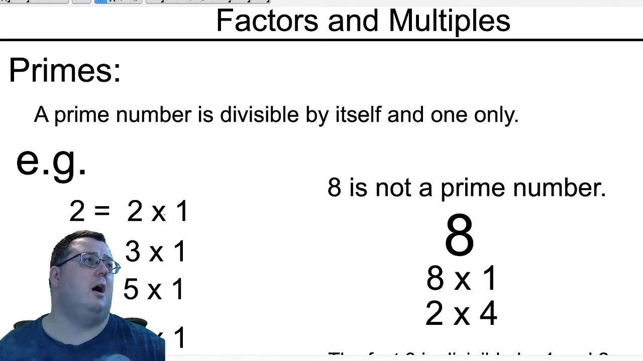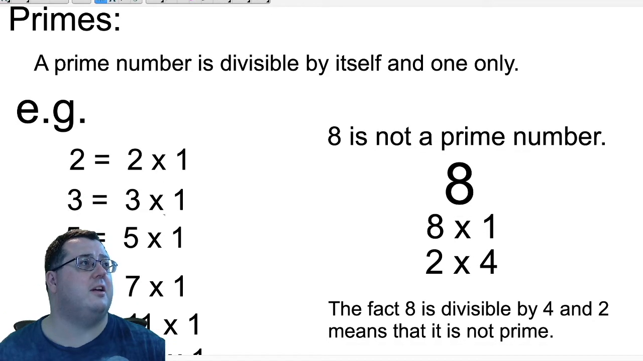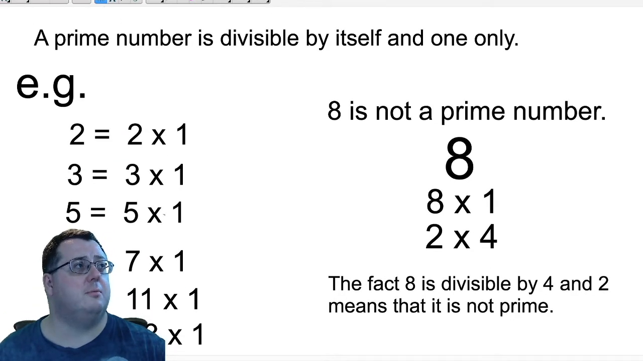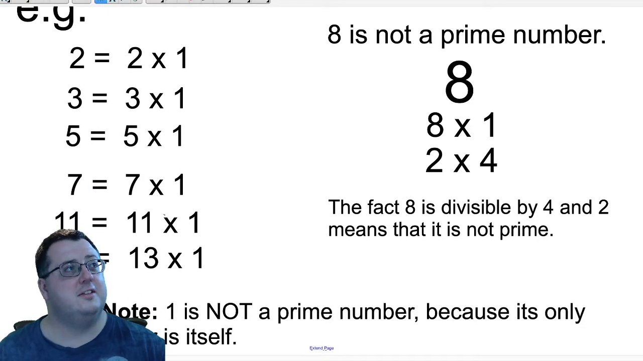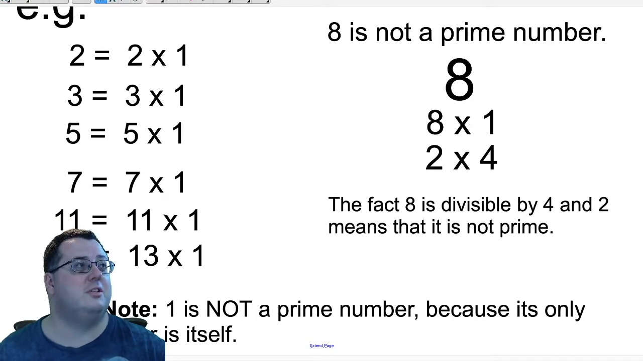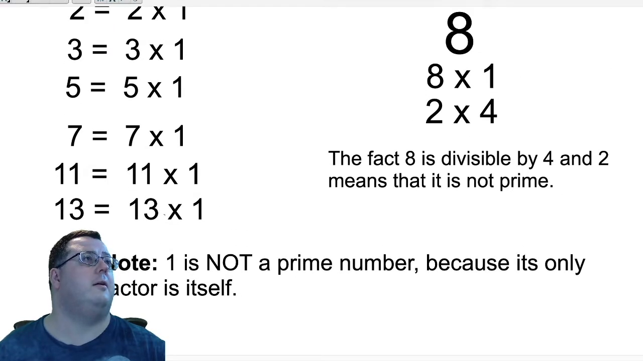Primes. A prime number is divisible by itself and 1 only. So here are some examples on the left. 2, which is 2 times 1, 3, which is 3 times 1, 5, which is 5 times 1, 7, which is 7 times 1, 11, which is 11 times 1, and 13, which is 13 times 1. So I'll just give myself a little bit more room there.